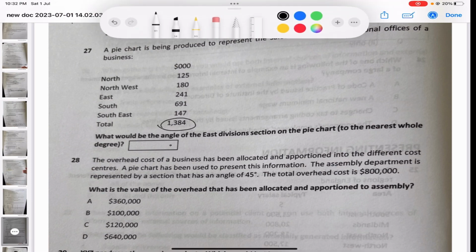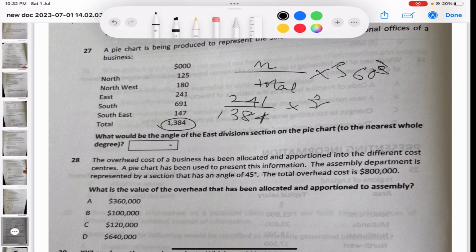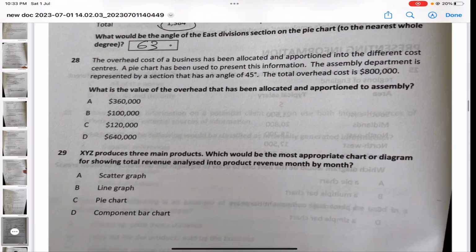We have a total over here. What is the formula of a pie chart? The number divided by the total multiplied by 360 degrees, right? So this is what is going to give you your angle. So my East division is 241. So I have 241 divided by the total, which is 1384, multiplied by 360. So this is going to give me 62.69, which, if you're talking about a whole number, would be 63. Hope you are clear with this formula over here. The number divided by the total multiplied by 360 will give you the angle.